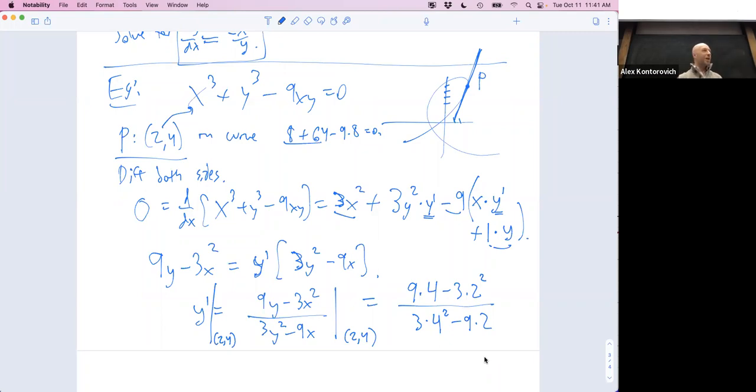Implicit differentiation, very easy once you have the chain rule. The chain rule, very easy once you get used to what the rule is, what the shortcut is.